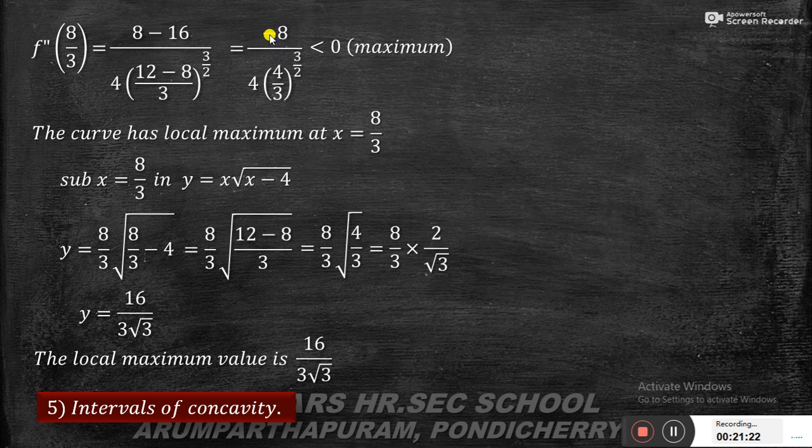So it is a minus value. So minus sign in the answer. So it is less than 0. Less than 0 means it is a maximum. So maximum means the curve has a local maximum at x equal to 8 by 3.